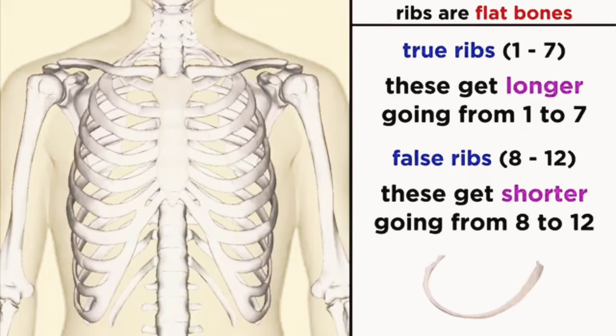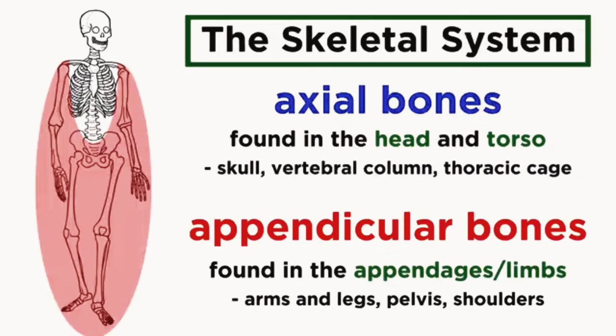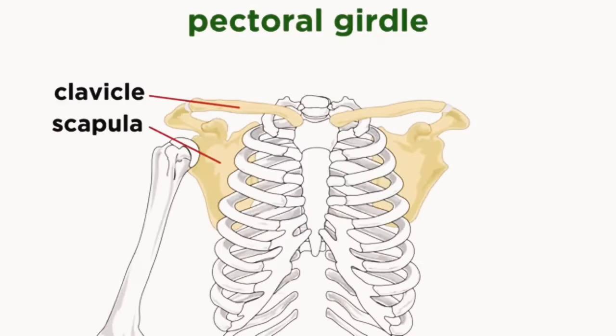Ribs are flat bones that get longer going from pair 1 to pair 7, and then shorter again from 8 to 12. With the axial skeleton complete, let's move on to the appendicular skeleton. While this is mainly just our limbs, there are other components to mention as well. Let's start with the pectoral girdle.